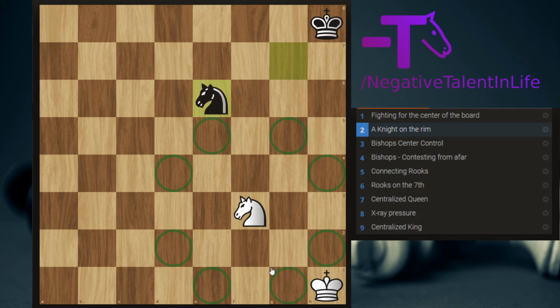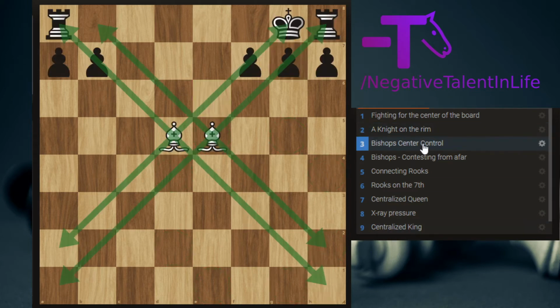So this is why we would generally play knight f3 in the opening rather than knight h3, because this square is more centralized and therefore it has more options and better options. That's all we had to take away from that.